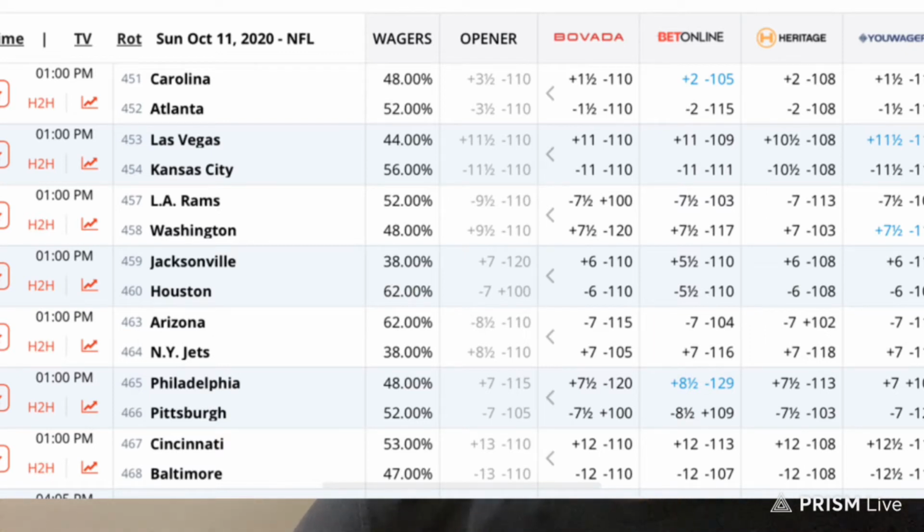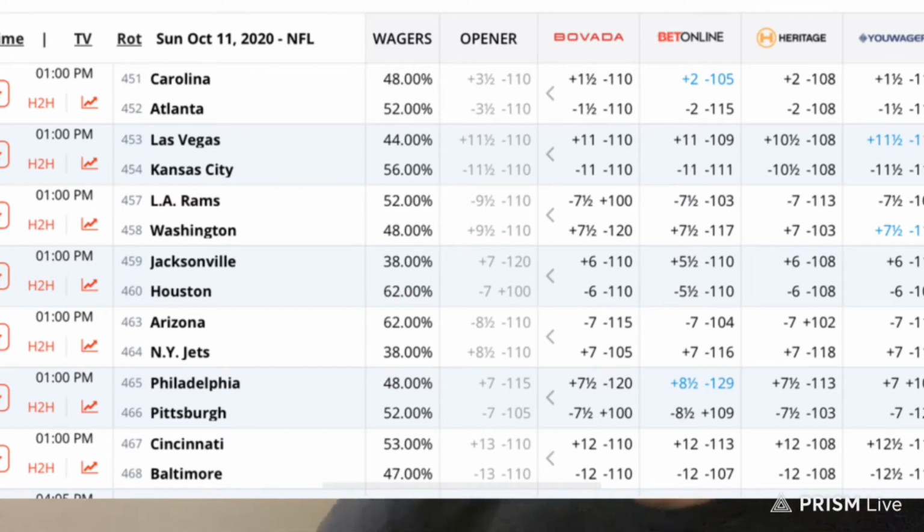Arizona, Jets. Jets are the underdogs, obviously +7. That line's come down. A little bit of sharp money coming in for the Jets there. Some reverse line movement, considering Arizona is a public team with 62%. What I mean by that, reverse line movement, majority of the tickets are on Arizona. Only 38% of the tickets on the Jets.